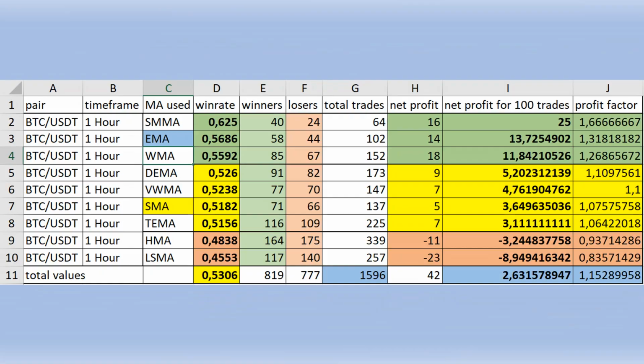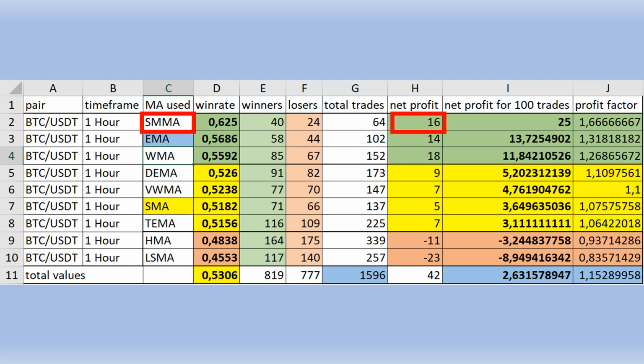After backtesting all the 9 moving averages with the same rules on the same asset, time frame, time interval and with the same MA length, the third best moving average is the WMA, or the weighted moving average, with 18% gain on the account. The second best one is the EMA, or the exponential moving average, with 14% gain on the account. And the first place winner is the SMMA, or the smoothed moving average, with 16% gain on the account. You might wonder now, how the WMA is the third place winner with 18% gain on the account, while the SMMA is the first with only 16% gain on the account.